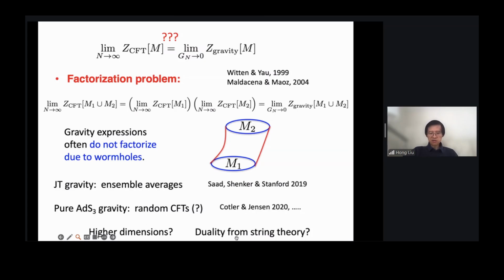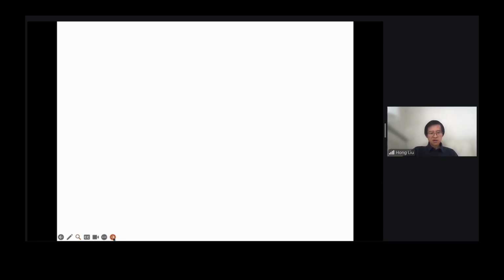And also for the duality from string theory, for example, for super Yang-Mills theory, dual to type IIB on AdS5 times S5, the duality is very rigid. Okay, there's no room for average. So there are significant difficulties when you go to more realistic gravity theories. And so there are two logical possibilities to go around this problem.